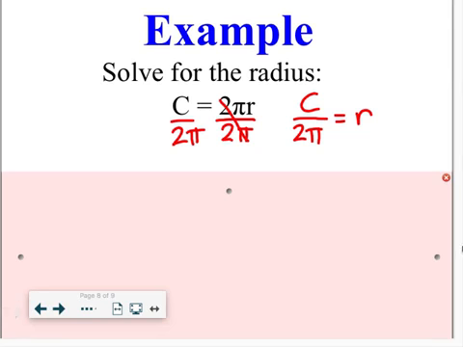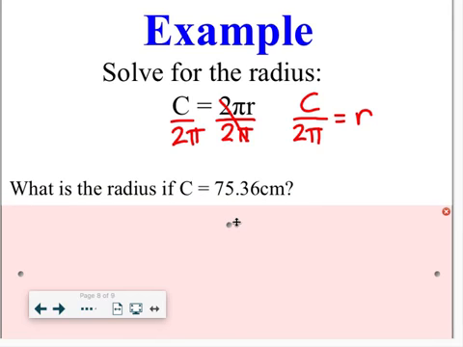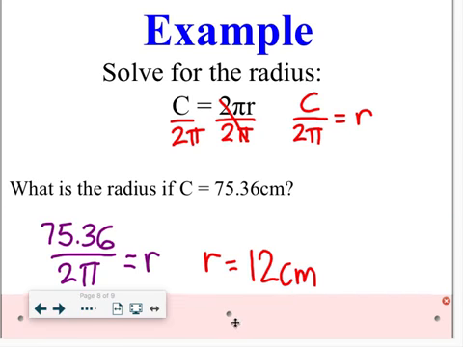Your book might ask you to continue to use your new equation. So for example, what is the radius if c is equal to 75.36 centimeters? So it wants you to plug that value into the new equation that you have used. So go ahead, plug that in for c and find the radius. So you should have been doing 75.36 divided by 2 pi, remembering that pi is 3.14. And you get a final answer of radius is equal to 12 centimeters.